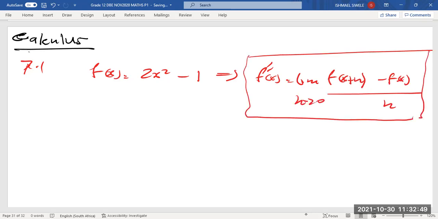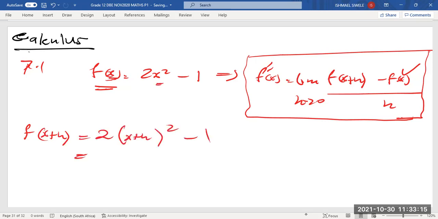To proceed with the calculations, f of x, this is your f of x. You have it. You don't have f of x plus h. So let's work out f of x plus h. So f of x plus h, what is it going to be? Whenever we see x, you're going to put x plus h, squared, minus 1. Okay. So these are easy stuff to find.